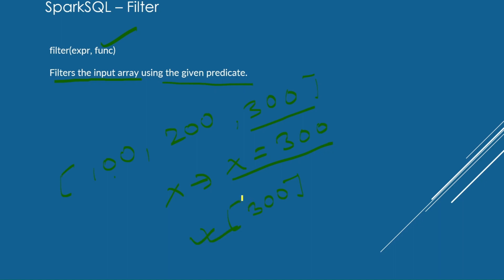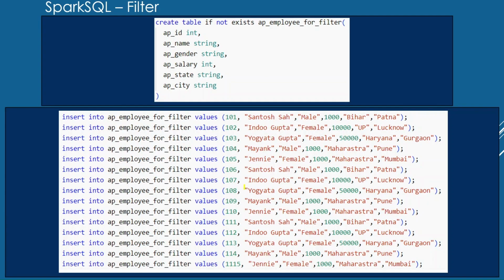So for this purpose, if you want to do any kind of filter in an array by providing a certain function or certain predicate, we can use the filter function in Spark SQL. Let's do an exercise to demonstrate the filter function in SQL.